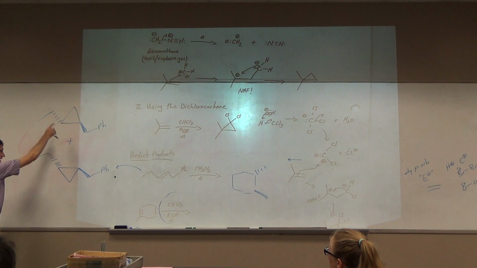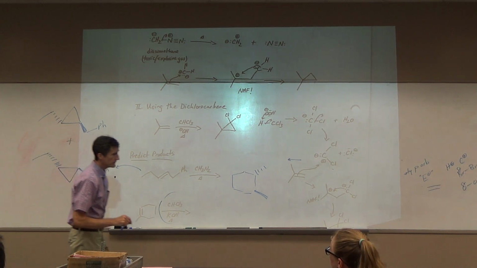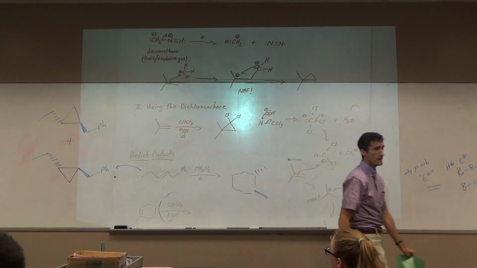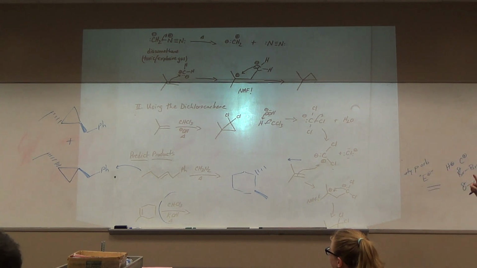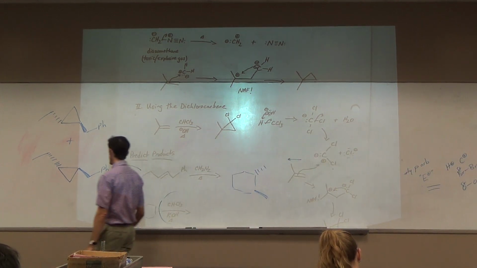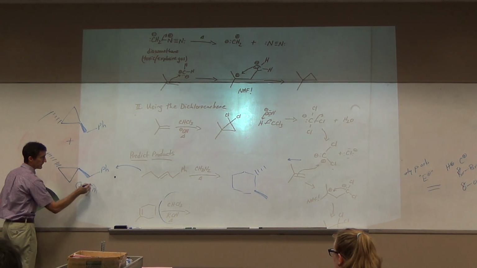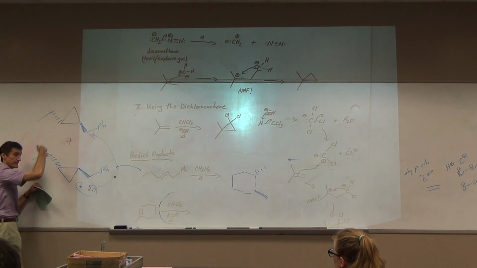Here's your product. What's the relationship between these two? Your stereoisomers, what type? They're mirror images that are different. They're called enantiomers. In the future, we may say that plus an enantiomer. If we ever do that, well, that's the enantiomer.